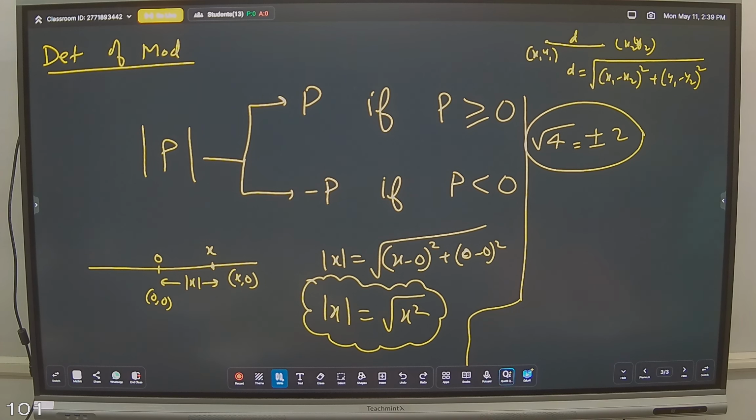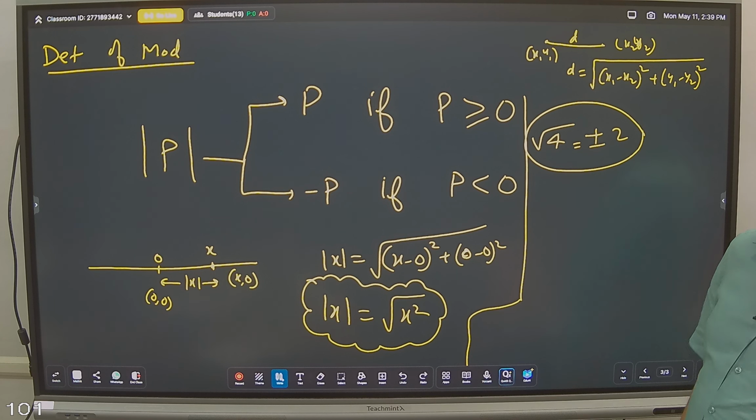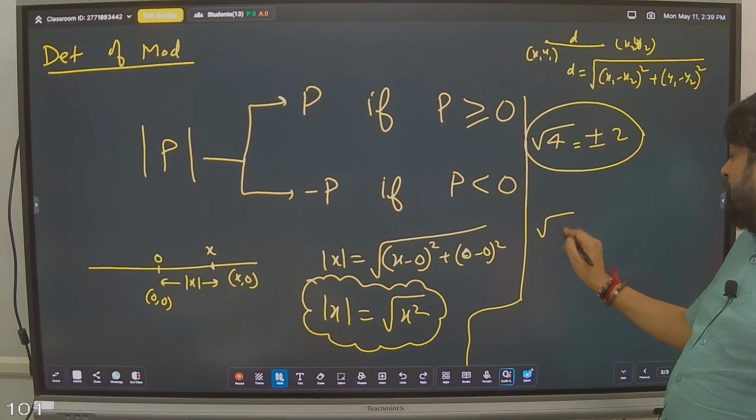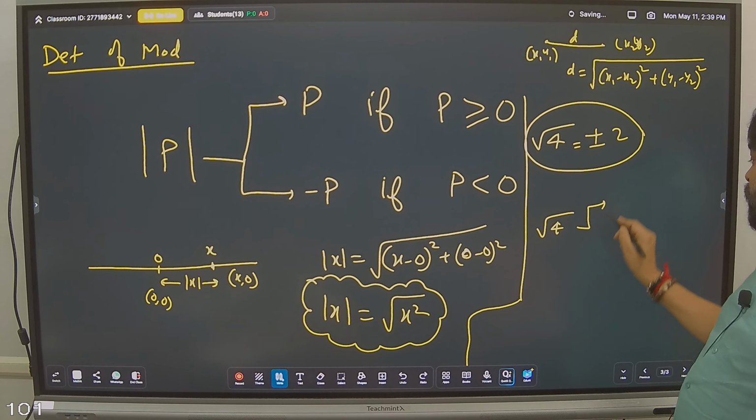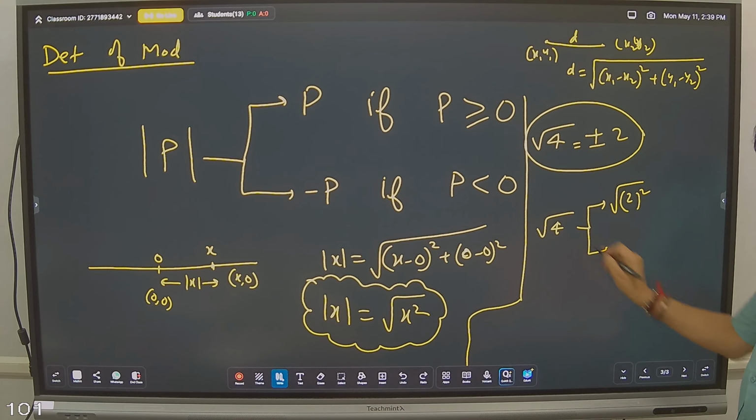Let me show you why it's wrong. First we understand why people say plus minus 2. People always use the brain like this: root 4 I can write as root of 2 square, and 4 also I can write as root of minus 2 square. Yes or no? So here square root and 2 bye-bye, 2 came. Here square root and 2 bye-bye, minus 2 came. And that's why plus minus 2 is the answer. This is the explanation given by them.